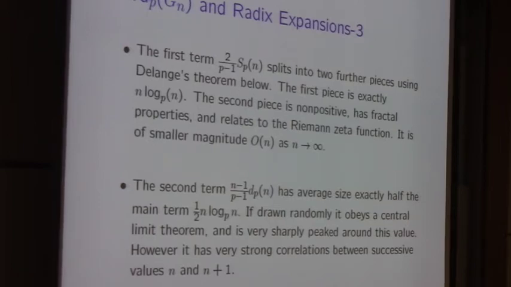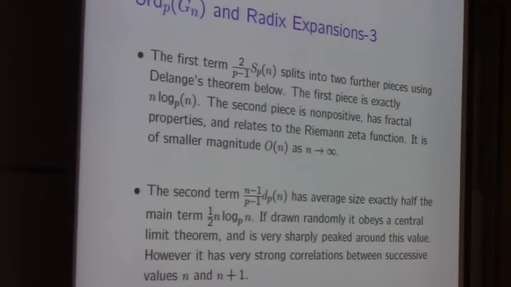The second term, on the other hand, has, on the average, half the size of the main term. So the main term is n log n. There's this correction, little o of n. And then there's this second term that's being subtracted off from the base p digits. And on the average, it has size exactly half the main term.